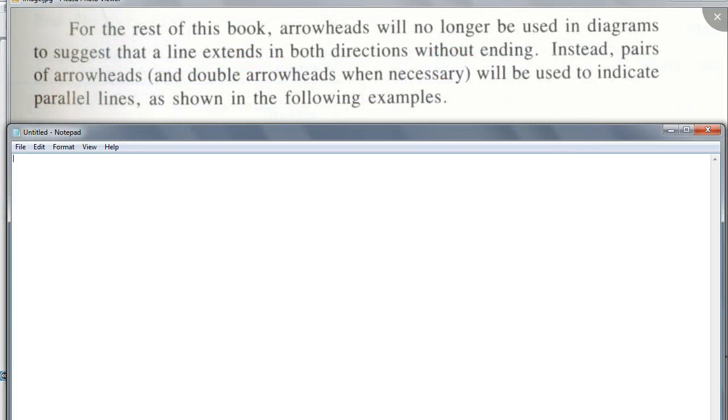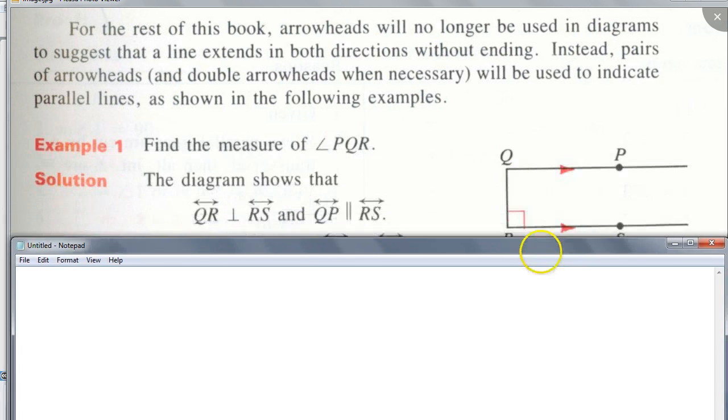Who wants to read for us this paragraph here? All right, go ahead. Thank you, Brandon. For the rest of this book, arrowheads will no longer be used in diagrams to suggest that a line extends in both directions without ending. Instead, pairs of arrowheads and double arrowheads when necessary will be used to indicate parallel lines as shown in the following example. And here's an example right here.